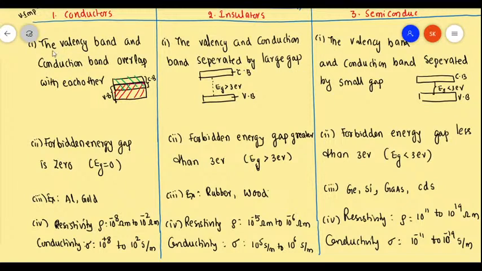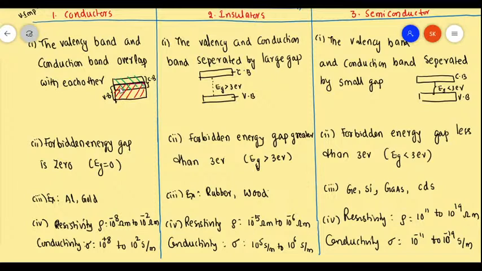To see this, first, conductor means the valency band and conduction band overlap with each other. In conductors, the valency band and conduction band overlap with each other. That's why here you see this is the valency band and this is the conduction band.